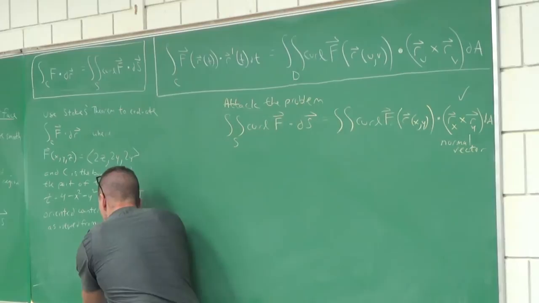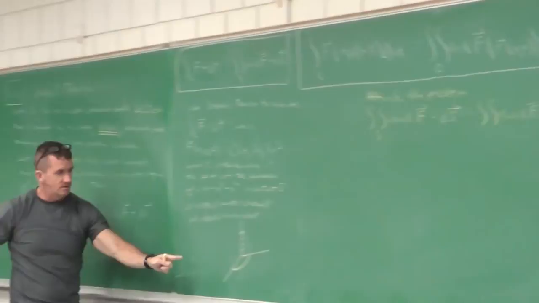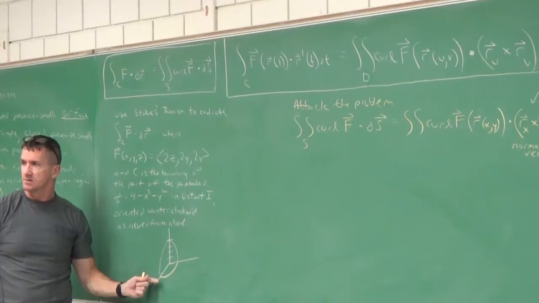That line, and that curve. So when you read through Stokes' theorem, they talk about a boundary curve C. This is the boundary curve C. It's going from here to here, along that line right there, and this way.